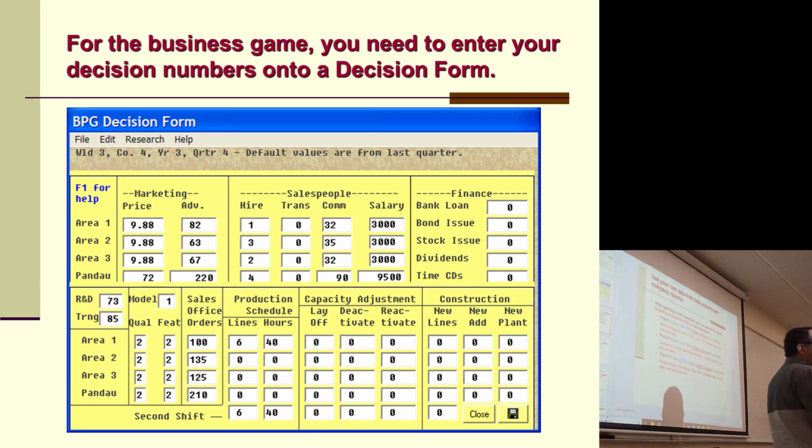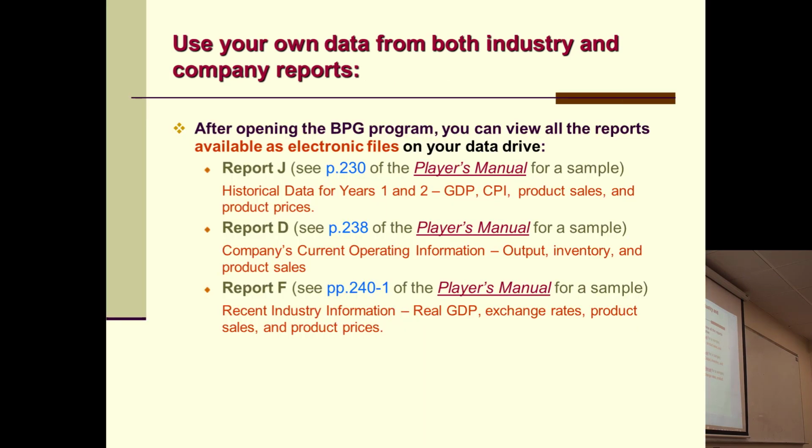There are some reports that you can get from the player's website, and these are going to be important for entering the information on the spreadsheet. It's reports J, D, and F that you need to be concerned about. A bit of caution: the game manual has sample versions of these reports. That's not the information you want to use. The manual is just examples. The information is close, but it's not right. You have to use the information that you get from the website.